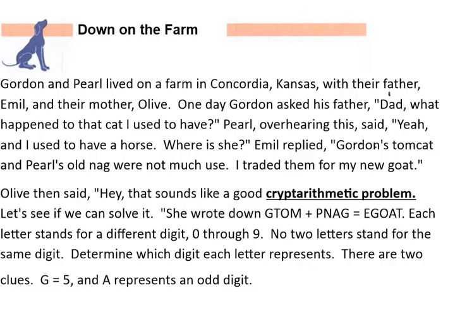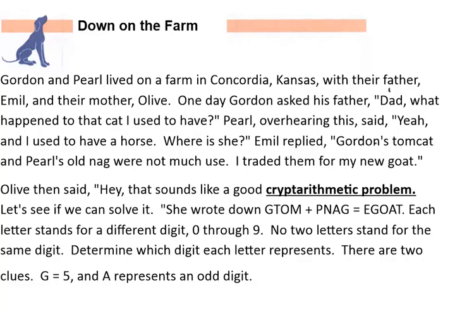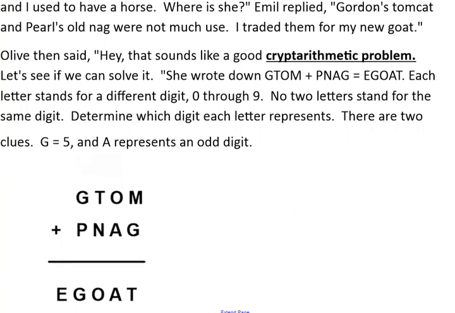She wrote down G tom plus P nag equals E goat. Each letter stands for a different digit 0 through 9. No two letters stand for the same digit. Determine which digit each letter represents. And there are two clues. G equals 5 and A is an odd number.